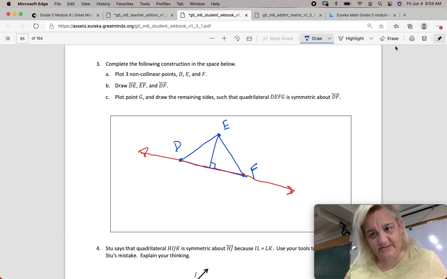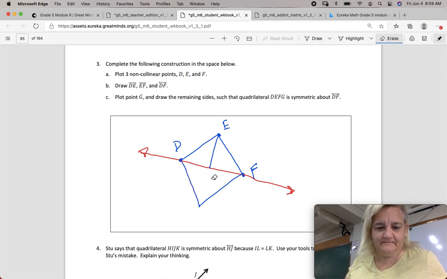See, that's a 90-degree perpendicular line. And I'm going to measure it, and I'm going to draw the exact same perpendicular line on the other side. And then I can connect my points, and I have now made a symmetric shape. Okay? And what am I calling this one? I'm calling that one point G, right here. G.